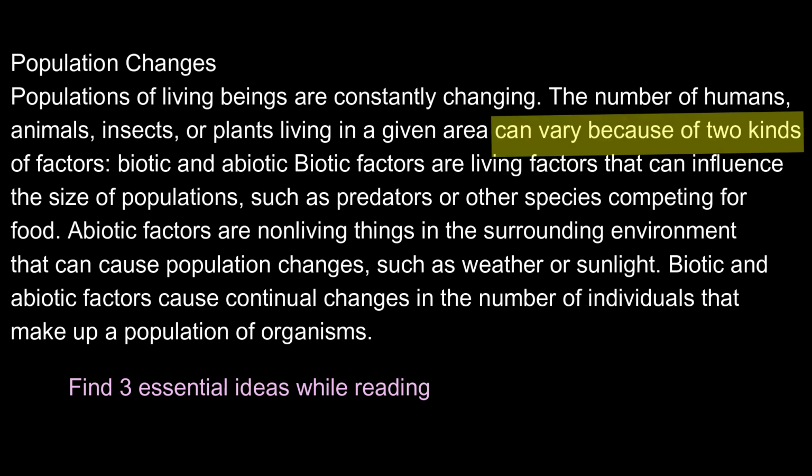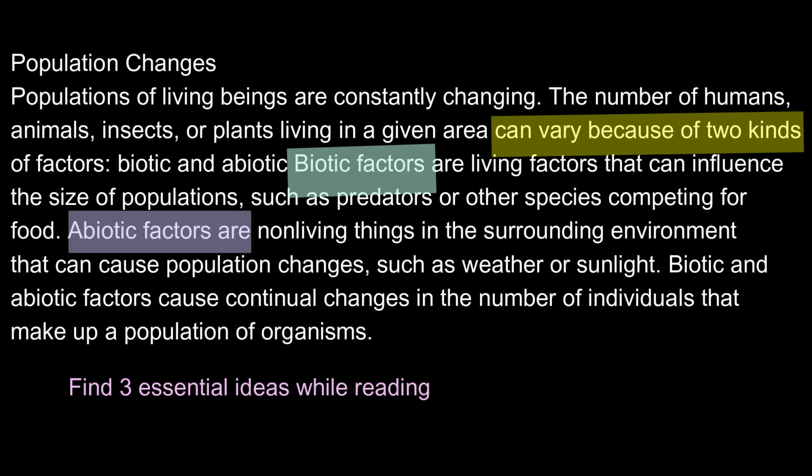Population changes can occur due to 2 main factors, biotic and abiotic. Biotic factors refer to living things that influence population growth or decline, such as predators, prey, and competition for resources. Abiotic factors are non-living elements that affect populations, like temperature, climate, and access to food and water.